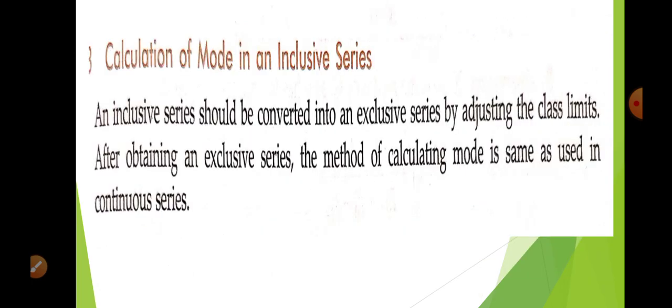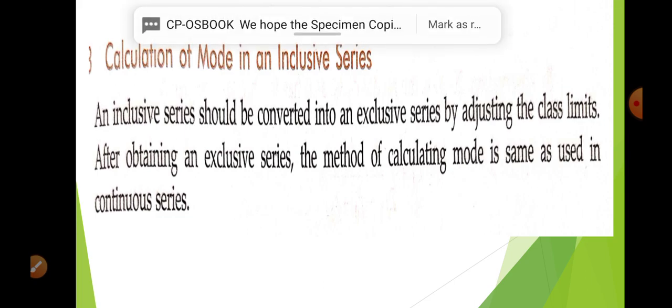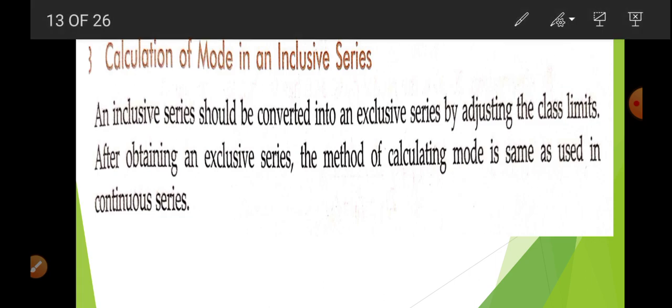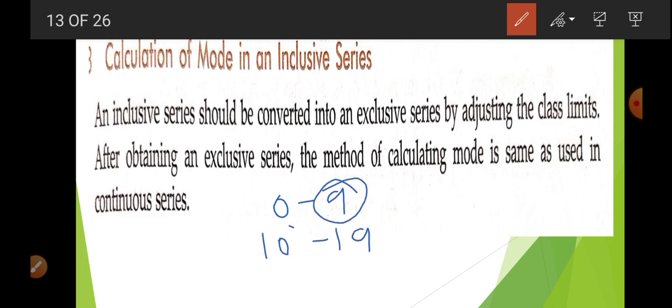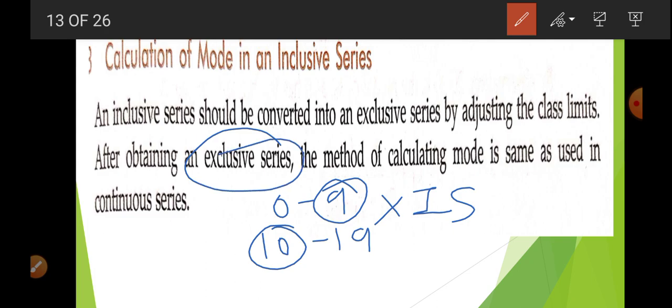Now the second case is the calculation of mode in an inclusive series. What is an inclusive series? An inclusive series is a series in which the upper limit of one class and the lower limit of the next class are not the same. Like if I write 0 to 9, 10 to 19, you can see that these are not the same. This is your inclusive series. First of all we have to convert it into an exclusive series. How are we going to convert it?